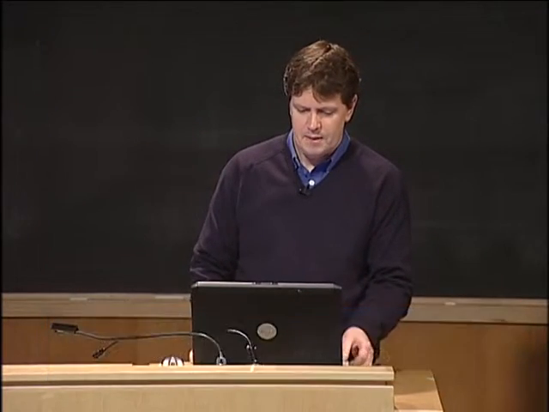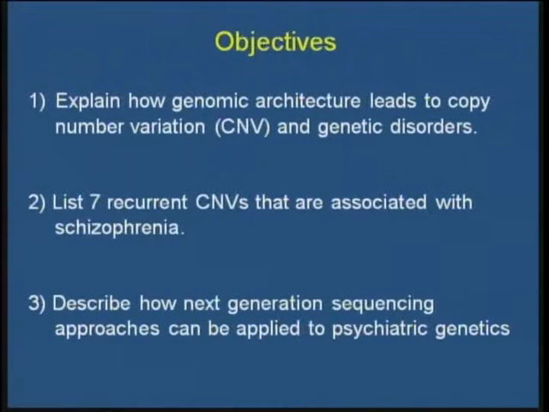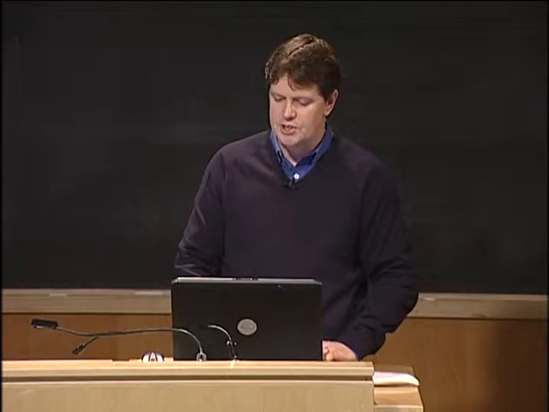Just highlighted my objectives here. I'd like, hopefully, for you to be able to explain how genomic architecture leads to copy number variants and genetic disorders. And I'll be listing 7 recurrent CNVs that are associated with schizophrenia. And finally, I'll be describing how next-generation sequencing approaches can be applied to psychiatric genetics in general.